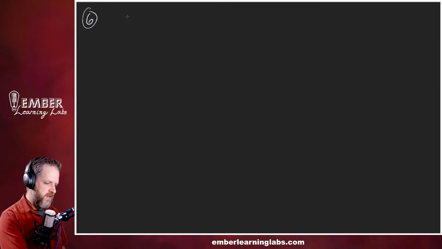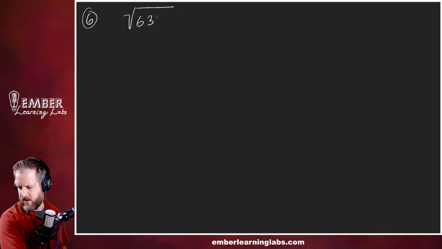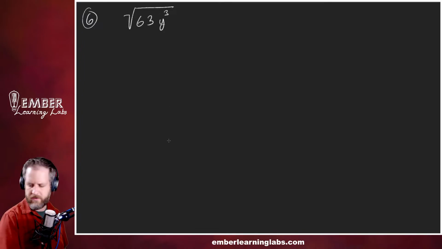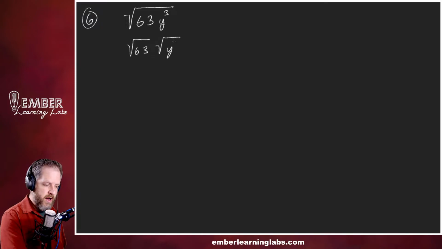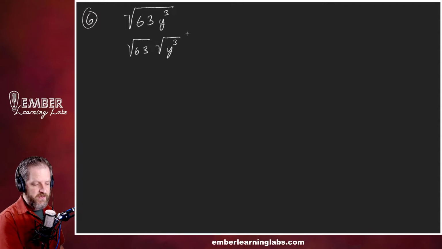So, the square root of 63y cubed. Now, we're going to split this, like we did before, into the square root of 63 times the square root of y cubed. Now, this doesn't reduce anymore. 3 is not divisible by 2, so this part is finished, but we can reduce this radical.